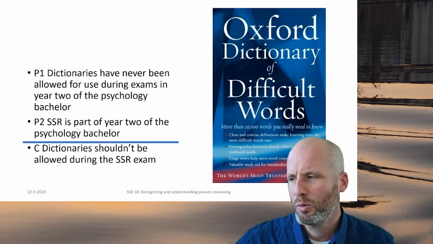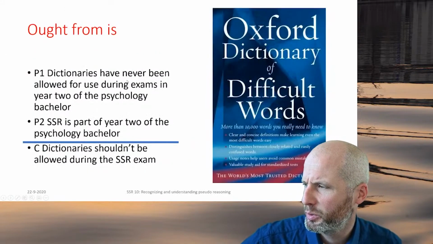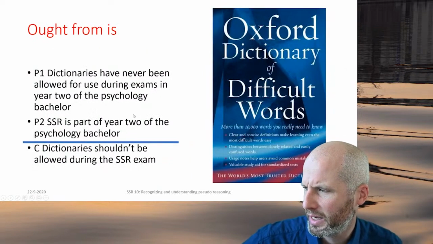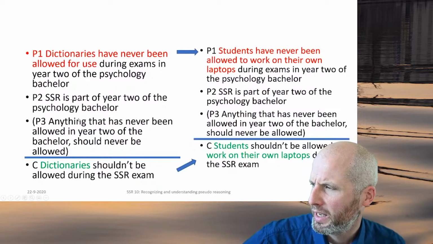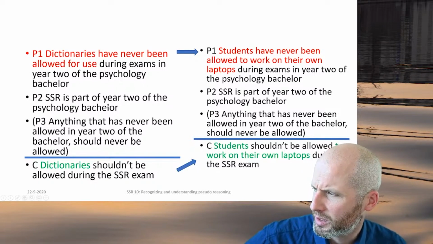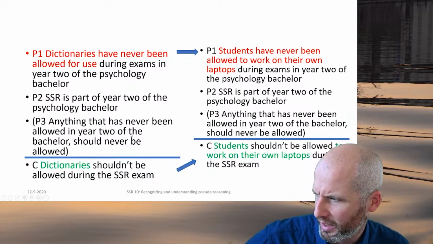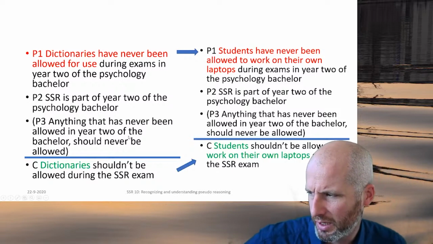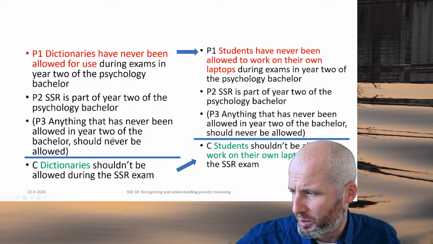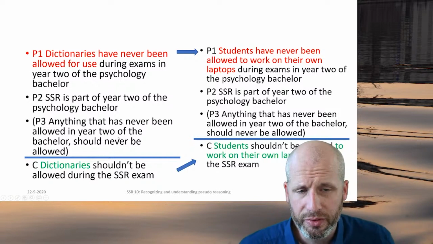Thank you. Another way of explaining why this is indeed a formal fallacy is that if you were to assume, well, perhaps some extra premise was implied, right? So what if I added this third premise. The first two are still the same. Dictionaries have never been allowed. SSR is part of the psychology bachelor, and we're still concluding that they shouldn't be allowed on the basis of that experience. And then we do offer a connection between the premises and the conclusion by adding: anything that has never been allowed in year 2 of the bachelor should never be allowed. That just makes a connection between the premises and the conclusion, but at the cost of a very dubious premise.